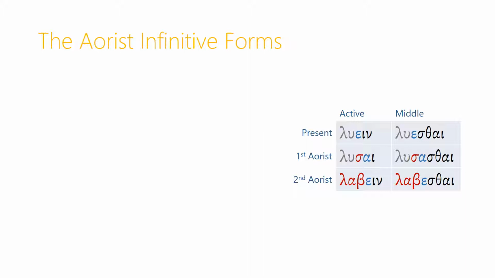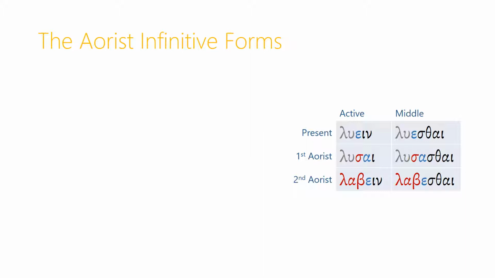So for lambano, the active aorist infinitive would be labein, and the middle aorist would be labesthai. Notice too that there's no augment on the beginning of those. Why? Because we're no longer in the indicative mood. And the augment indicates past time, but outside the indicative mood, the tenses don't indicate anything about time, and we'll talk about that more in a moment.